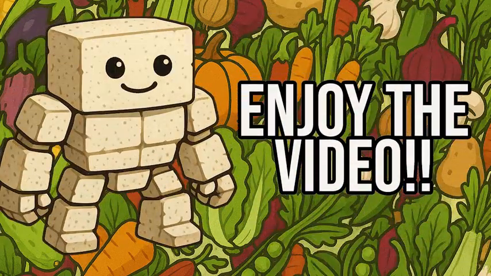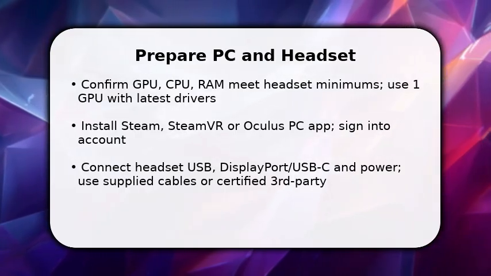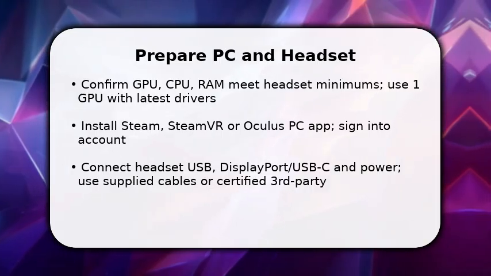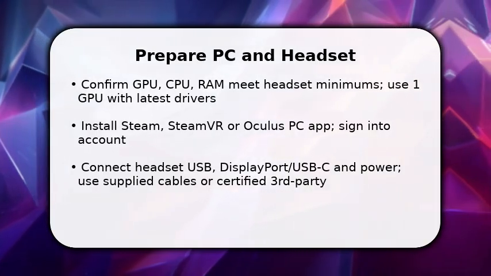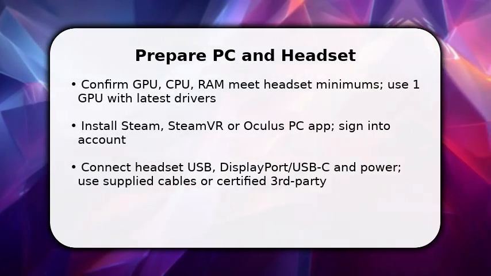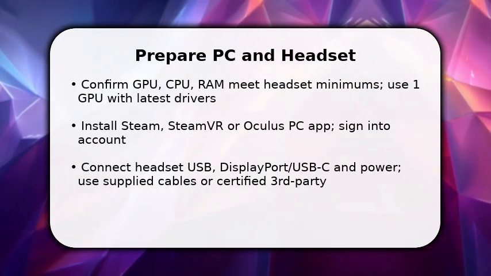Please enjoy the video. You start by validating hardware because performance prevents judder and tracking loss. Check GPU, CPU, and RAM, then install Steam and the headset app so the software stack is ready. Once done, plug the headset's display and USB connections into the recommended ports. Avoid hubs for initial setup.